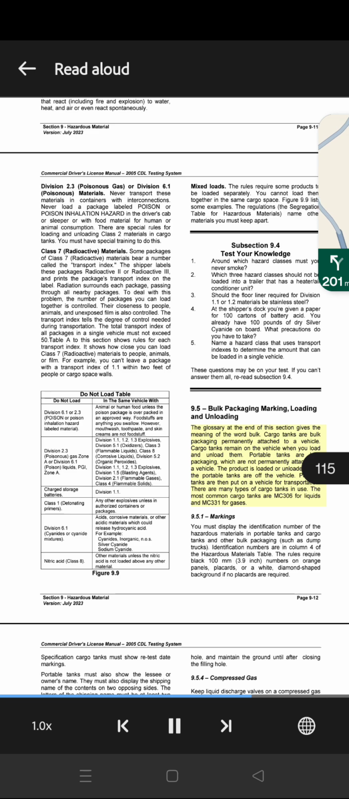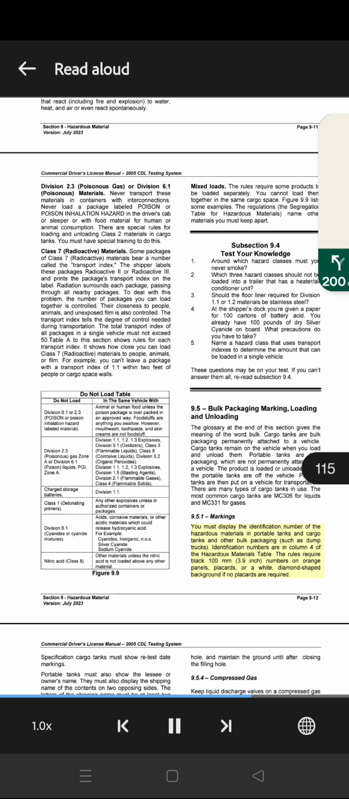There are many types of cargo tanks in use. The most common cargo tanks are MC306 for liquids and MC331 for gases. 9.5.1 Markings. You must display the identification number of the hazardous materials in portable tanks and cargo tanks and other bulk packaging, such as dump trucks. Identification numbers are in column 4 of the hazardous materials table.